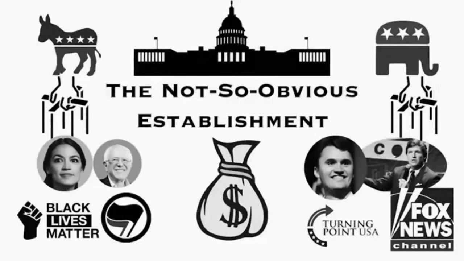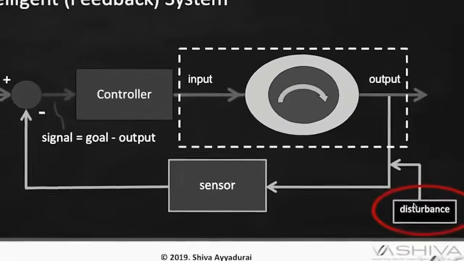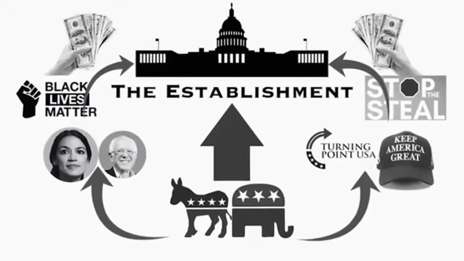And the fourth part of this principle is a not so obvious establishment. So when you look at a system, there's always something that disturbs you from getting to your goal. Well, the biggest disturbance is a not so obvious establishment, which are those people who claim they're for you, on the left and the right. The Al Sharptons who tell black people I'm for you, the Tucker Carlsons. Do you think any true anti-establishment person will ever be on Fox or CNN? I don't think so. They both mislead working people back into the establishment.